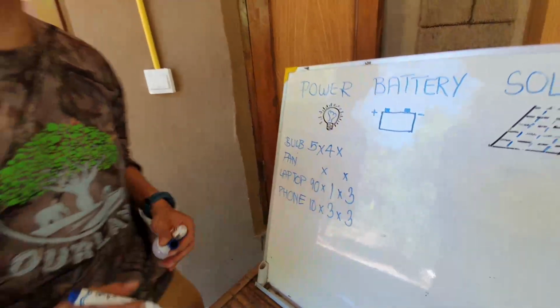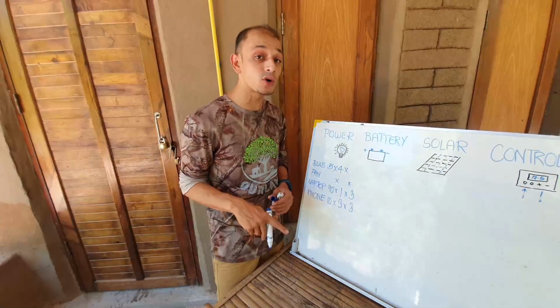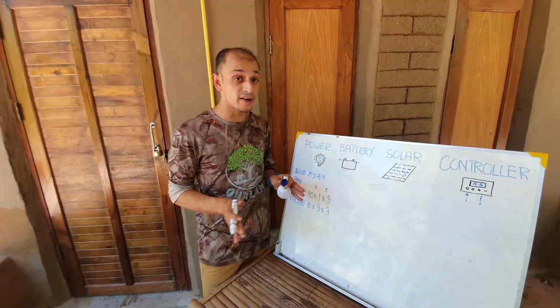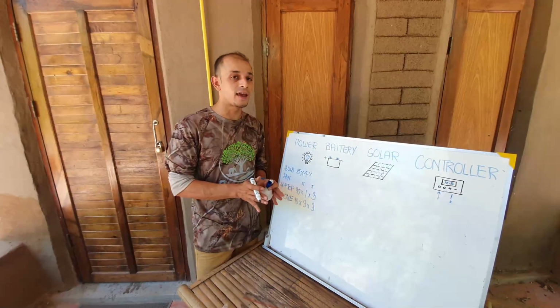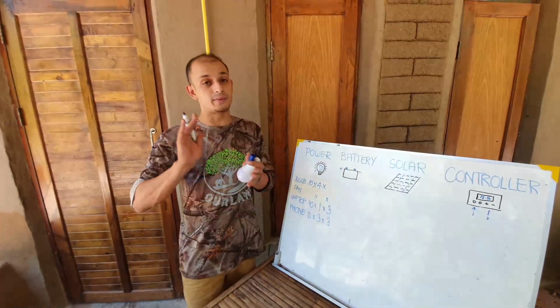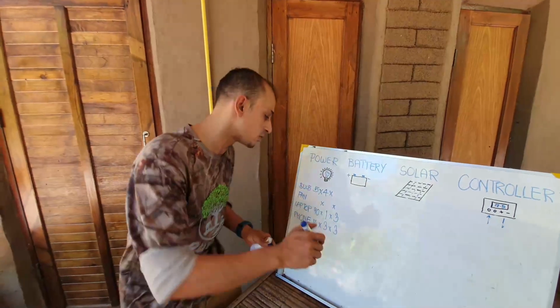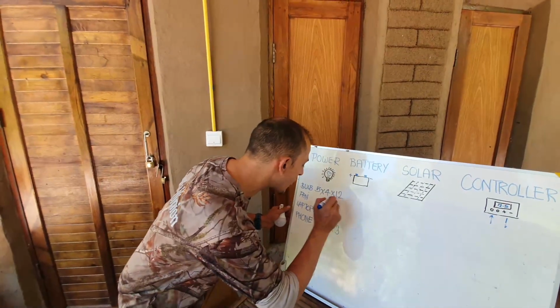And the final thing we need to know is how many hours we're going to use them. So generally speaking, at the worst case scenario, it becomes dark at 6 in the evening and it becomes daylight again at 6 in the morning. So that's a total of 12 hours. So we write all of this down.